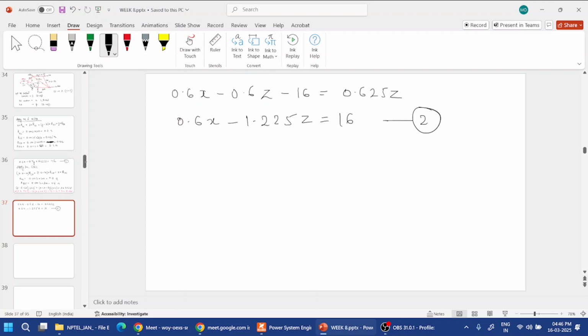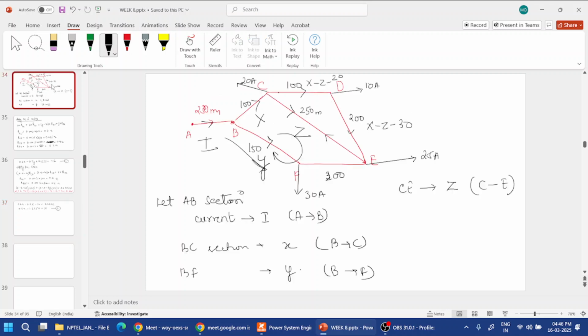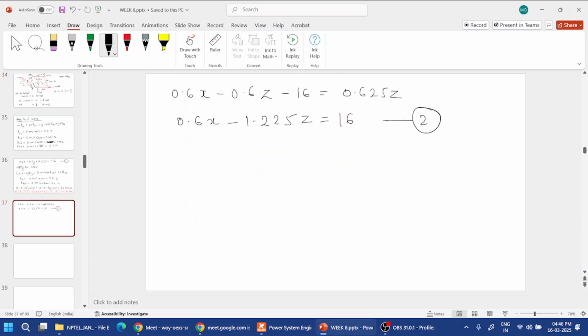So what happens here is that, as you can see, if we know that input current is equal to output current, whatever is coming inside will be equal to the output. So what is the output here? 20 ampere is going at B, at C 10 ampere, at D 25 at node E, and 30 at F. These are all the output.